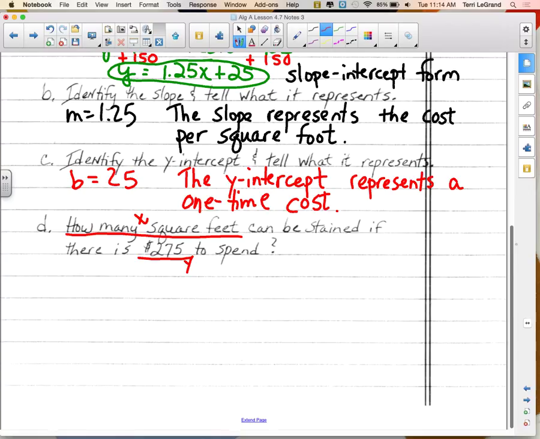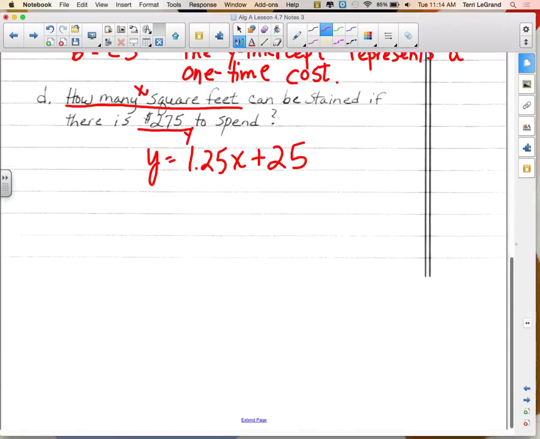Yeah. So we're going to write our equation down. y equals 1.25x plus 25. And this time, instead of subbing in for x like we often do, this time we're subbing in for y. They gave us y, and we have to solve the equation for x. So we have to be careful. We have to be cautious mathematicians and make sure we're putting our numbers in the right spot. So this time, we're looking for how many square feet we can stain with the money that we have. So go ahead and get that equation solved for x.